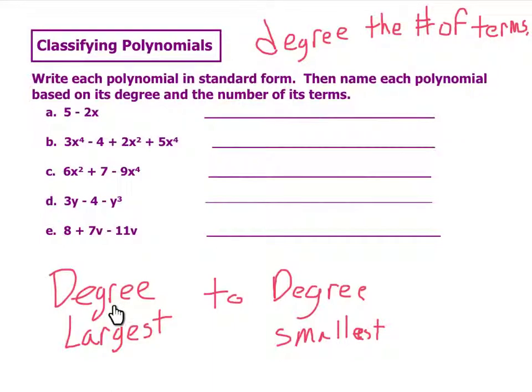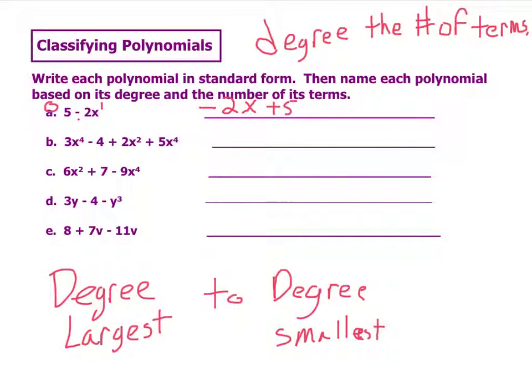Yep, so largest degree to smallest degree. So this is a degree of 1, and this is a degree of 0. So I'm going to write negative 2x. It's very important that I remember that there's a negative there, plus 5, commutative property.